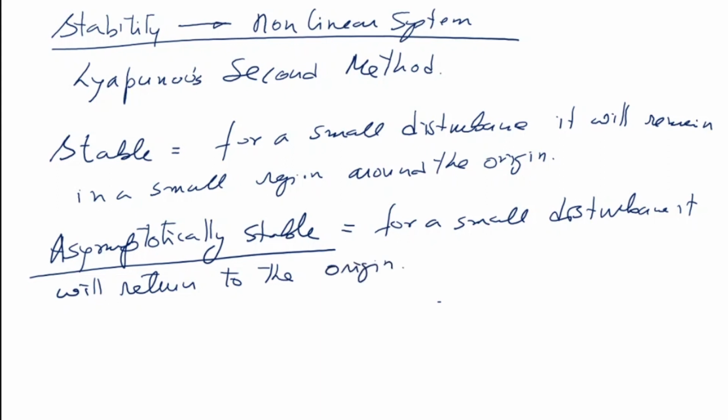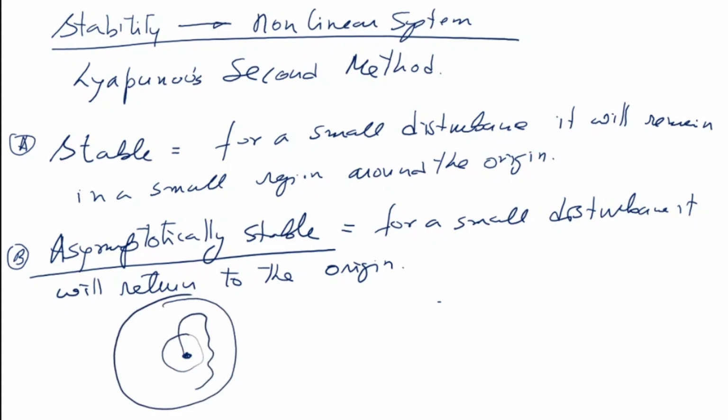So let us try to understand this. First of all, we'll look at stable. Let's call this region A and this B. For a system which is here, we disturb it. What will happen? It will go somewhere and it will come here. So this is what we mean by stable. This was my origin and there is a small region here, let's call it delta, and this one is a small region sigma.